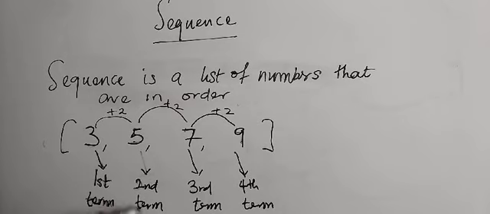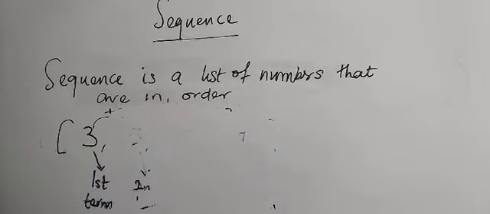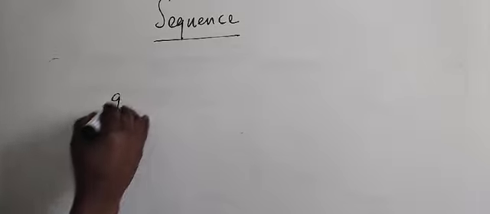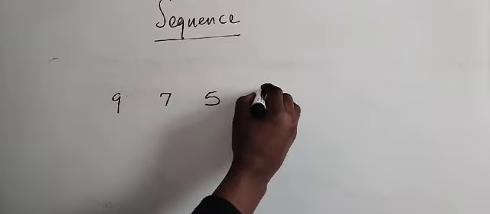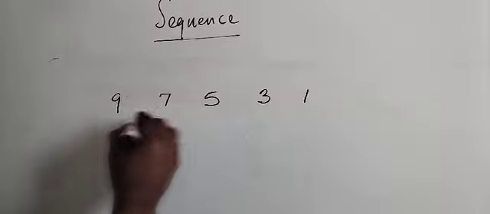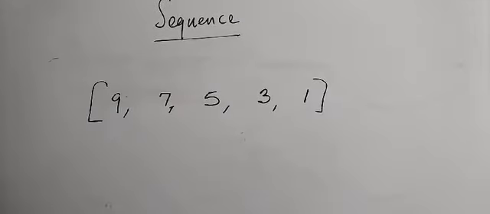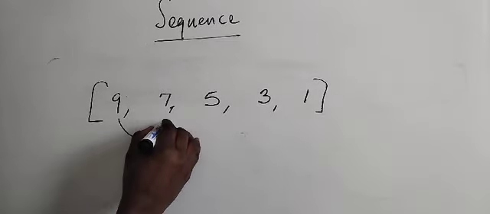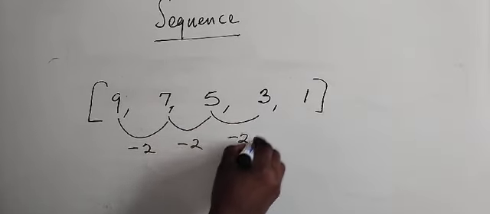Okay, let's quickly look at another good example of a linear sequence. All right. Now, 9, 7, 5, 3, 1, separated by commas and enclosed by brackets. And as you can see, this is going down by 2 every time.